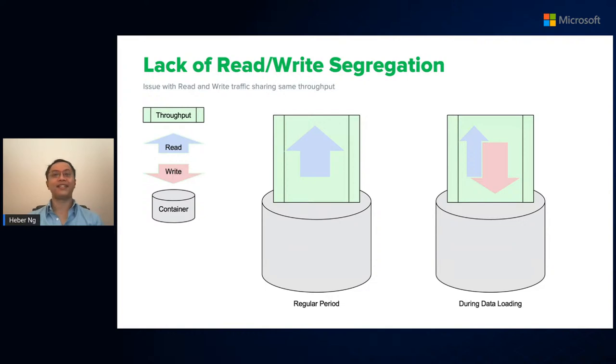So now, having showcased some of Cosmos DB's strengths, it is not without some downsides. The biggest one being that Cosmos DB does not have segregation between its read and write traffic provisions. Both read and write traffic share the same amount of provisioned throughput. So when one side of the traffic gets high, it will eat into the bandwidth of the other.